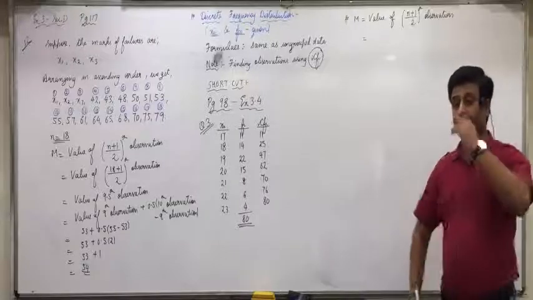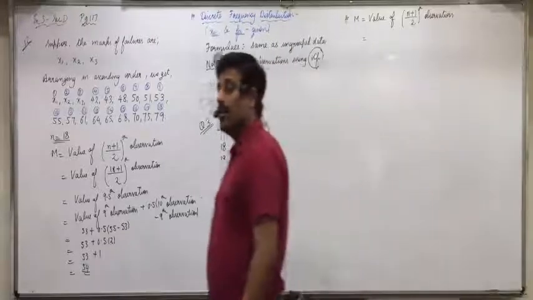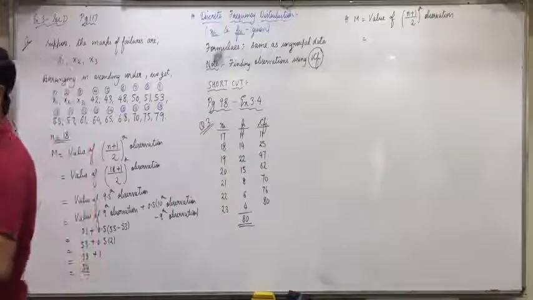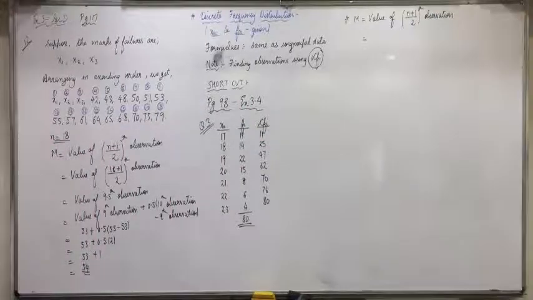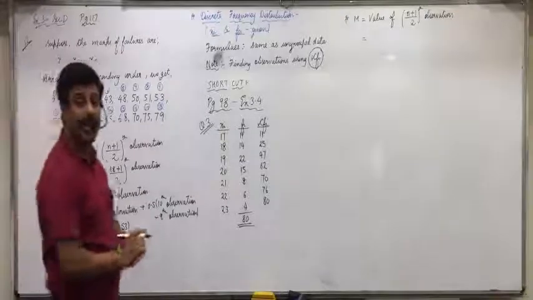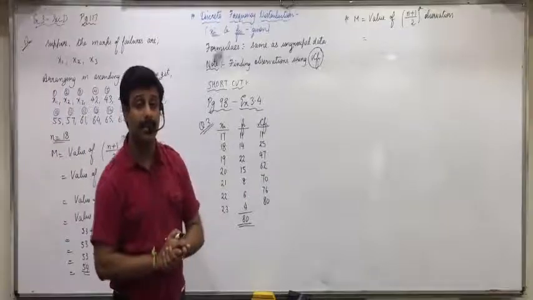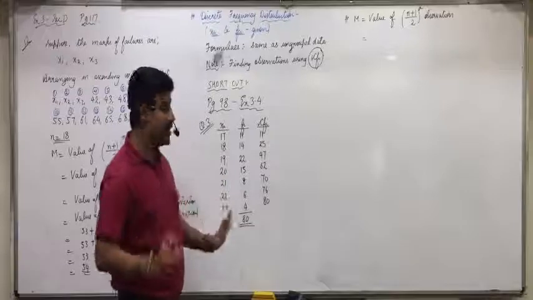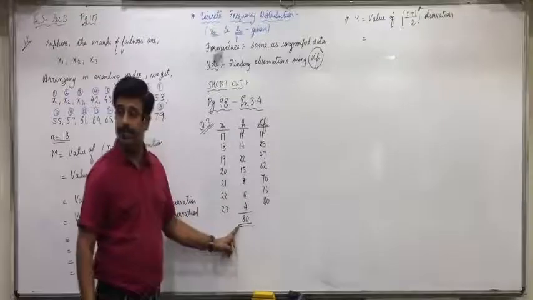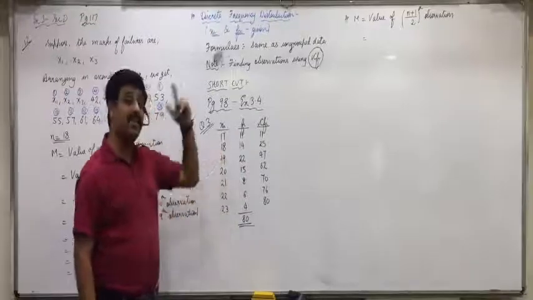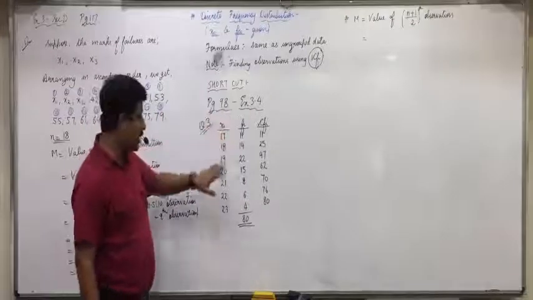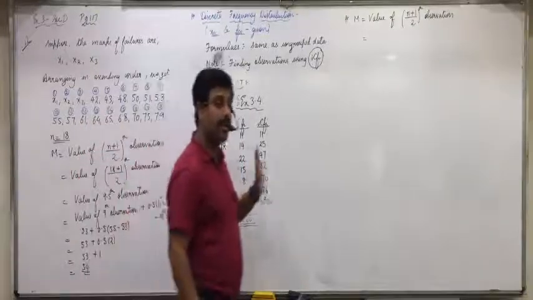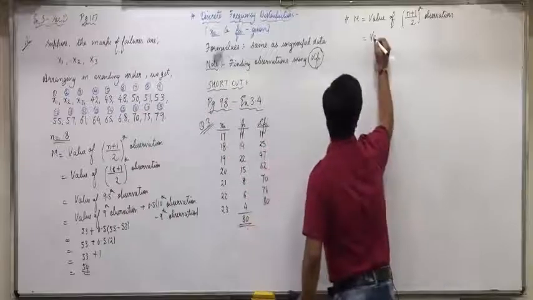Understood that, everyone? Sheetal, what is n? Here, what is the value of n? Correct, 80. Be careful again in n, what mistake? n is not 1, 2, 3, 4, 5, 6, 7. n is the total of f_i. 17 is occurring 11 times. So n is not 7, n is 80. Understood this?